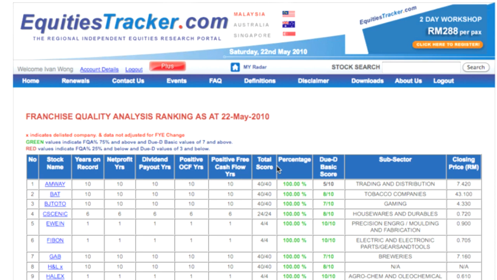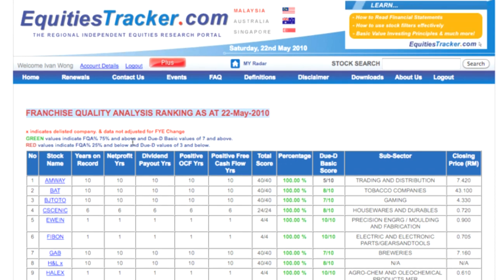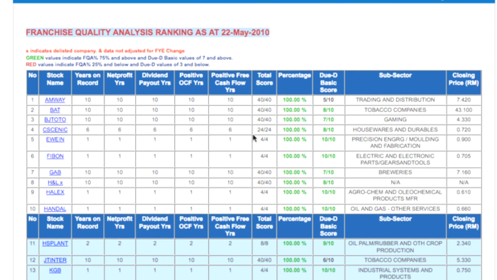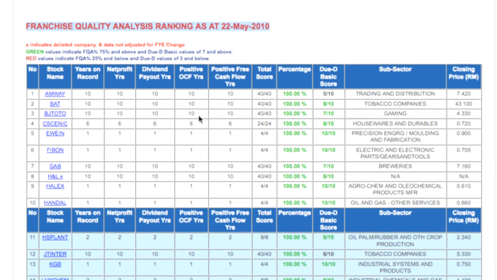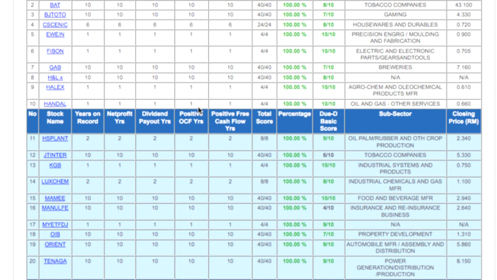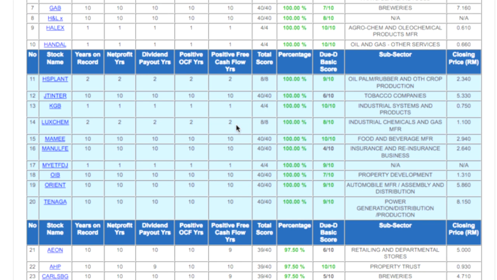The FQA filter considers the following characteristics of a franchise. Firstly, customers are willing to pay more for a product or service. Secondly, these companies are usually the most profitable within the same industry. Thirdly, companies with a strong franchise value will grow over the long term. And finally, such companies have a strong economic moat or high barriers to entry.